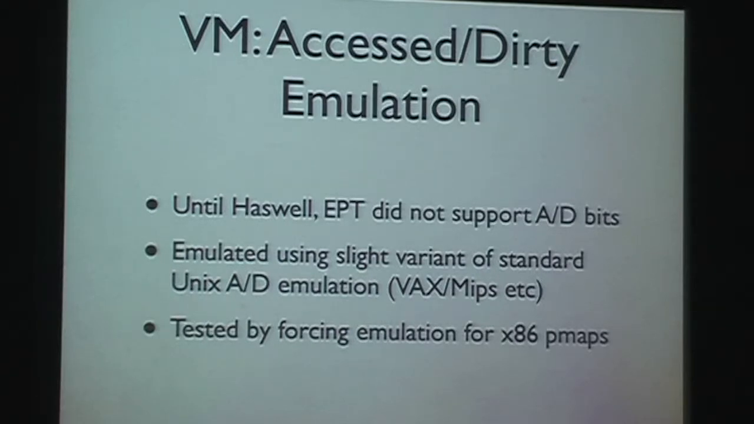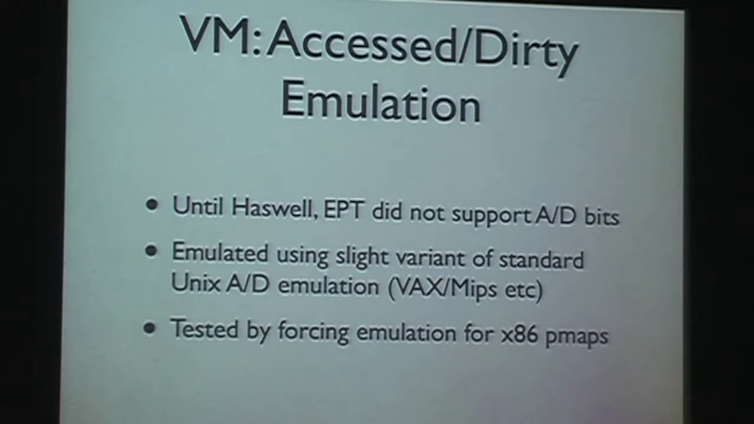Usually you want to see whether the page has been referenced or whether it's been modified. Fortunately, Unix has a long history of dealing with processor architectures that don't have AD bits. So I think the classic one is the VAX. From FreeBSD's perspective, MIPS also doesn't have AD bits. So we had a lot of code that we could look at and people that we could talk to that had dealt with this.